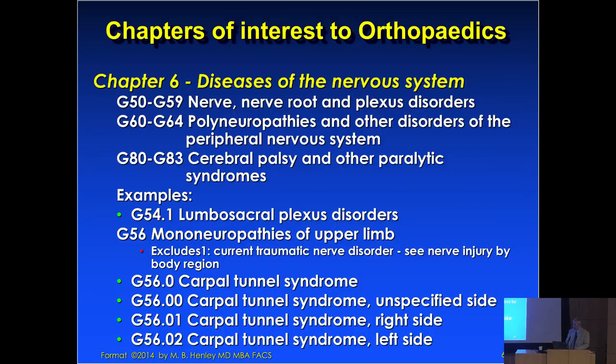So chapter 6, again, diseases of the nervous system, has these examples, such as nerve, nerve root, and plexus disorders, polyneuropathies, carpal tunnel syndrome, cerebral palsies, and other paralytic syndromes, and you can see some examples of the codes towards the bottom of the slide.